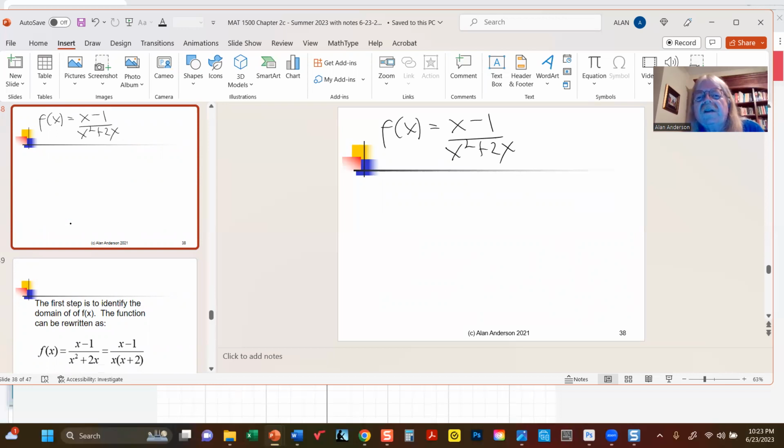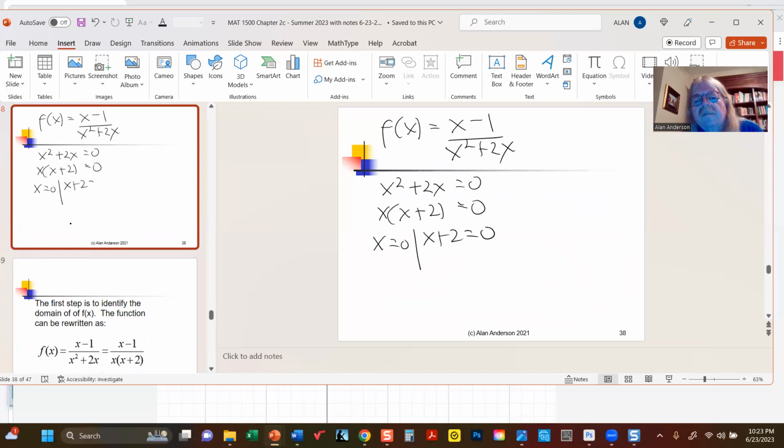All right, so what we're trying to do is to find the domain. We're looking for points where we have division by 0. Okay, so in other words, what this implies is that the domain of the function, I should say, is every real number except 0 and -2.